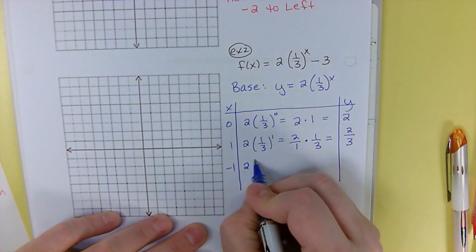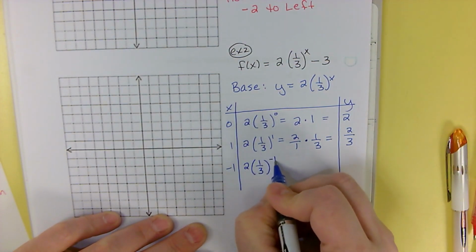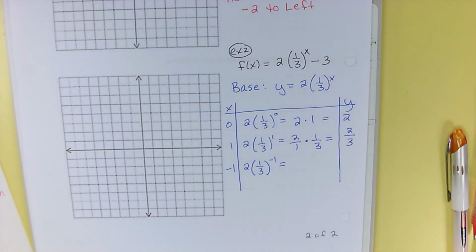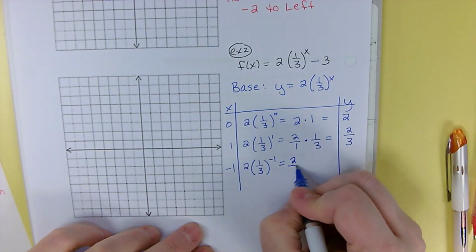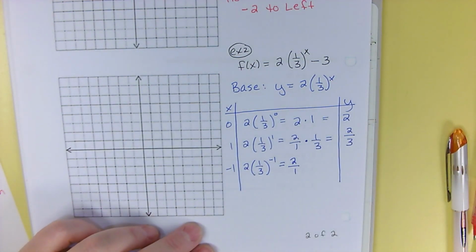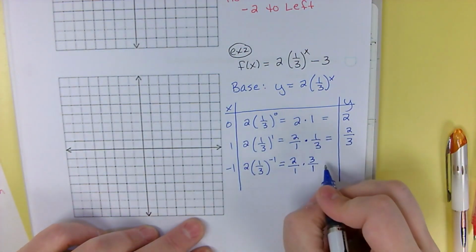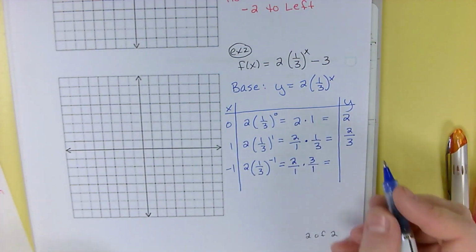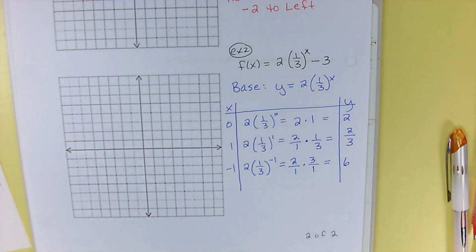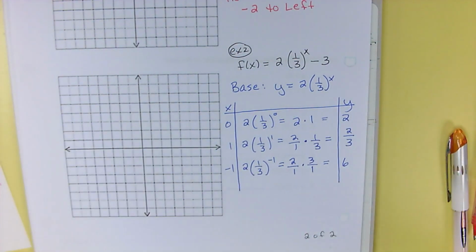Okay, and the last one, -1. So I have 2 times 1/3 to the -1. The 2 stays the same. The negative exponent flips the fraction, so it's now 3 over 1. And then we multiply straight across, we get 6. All right, go ahead and plot those 3 points on your graph paper.